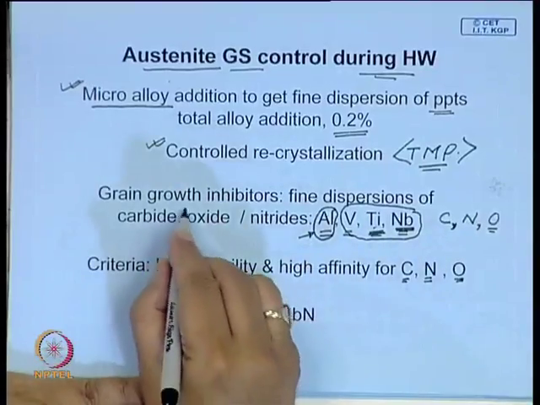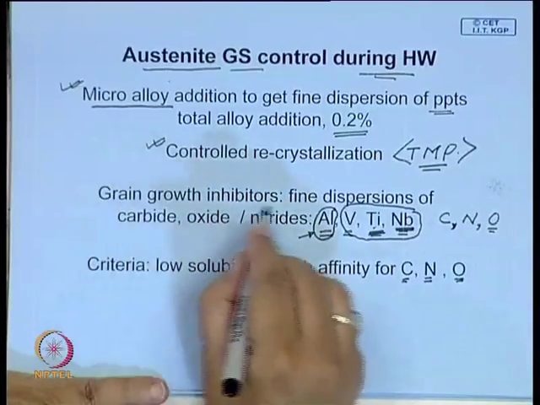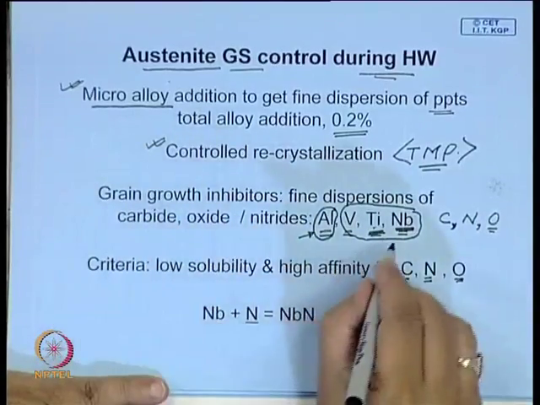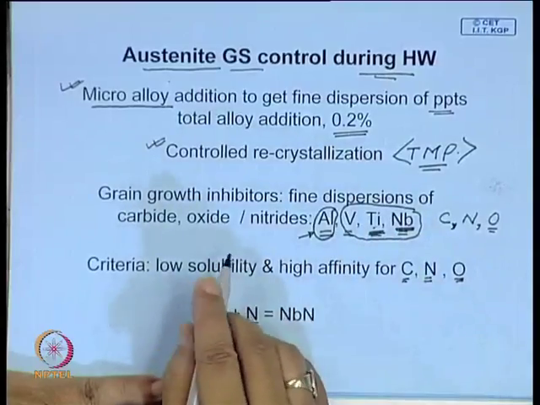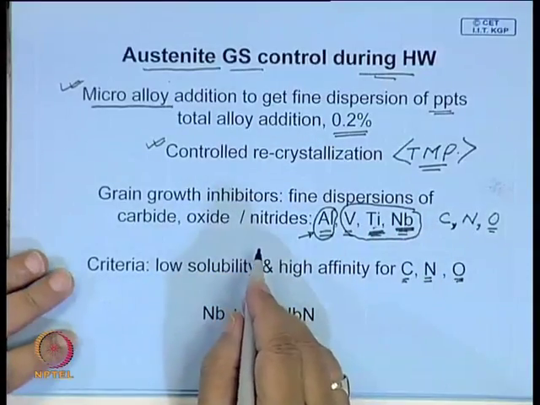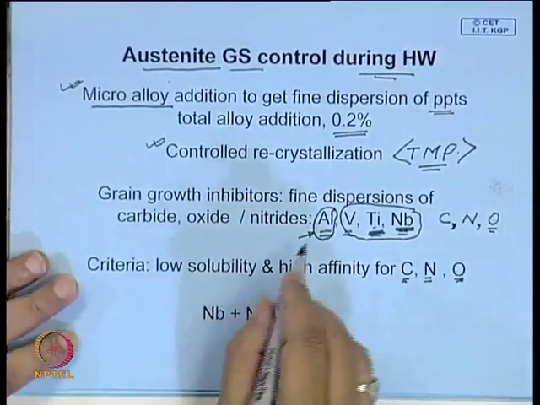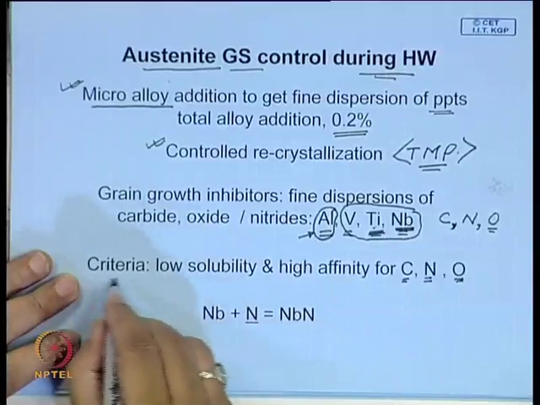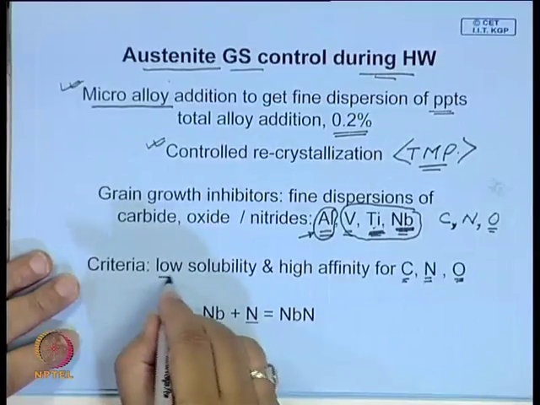And the criteria for selection of these is that all these should be present as dispersoids, and this is possible only when each of them has very low solubility.